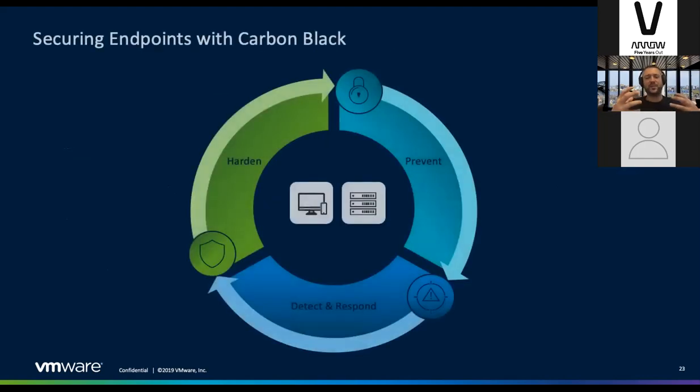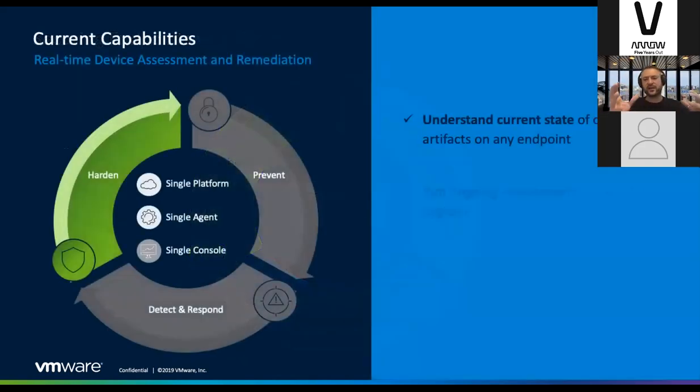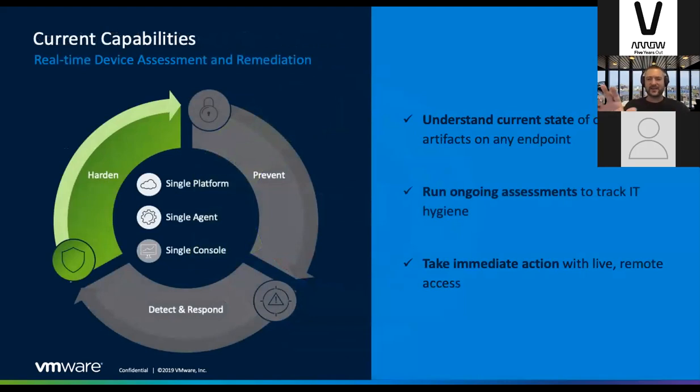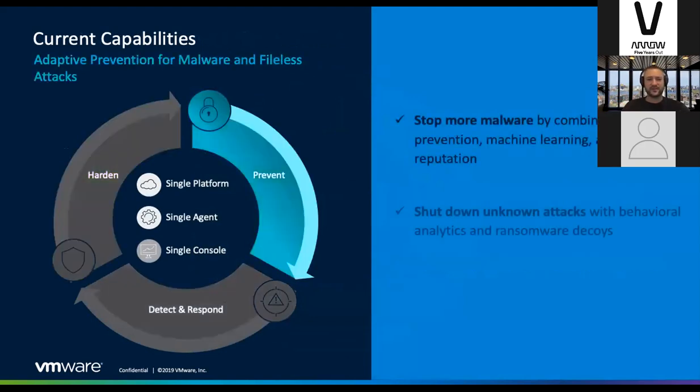So when it comes to Carbon Black, we've got three key areas where that fits. The first one is harden, and that's to understand the status and the security posture of all the devices that you have in the organization. And it keeps that up to date in real time as well. So it's not a snapshot and then taking another snapshot. It understands in real time all the different artifacts and all the different security postures of all of the endpoint devices. And then we've got prevent, and this is all about stopping malicious software from being able to get a foothold on those endpoint devices.